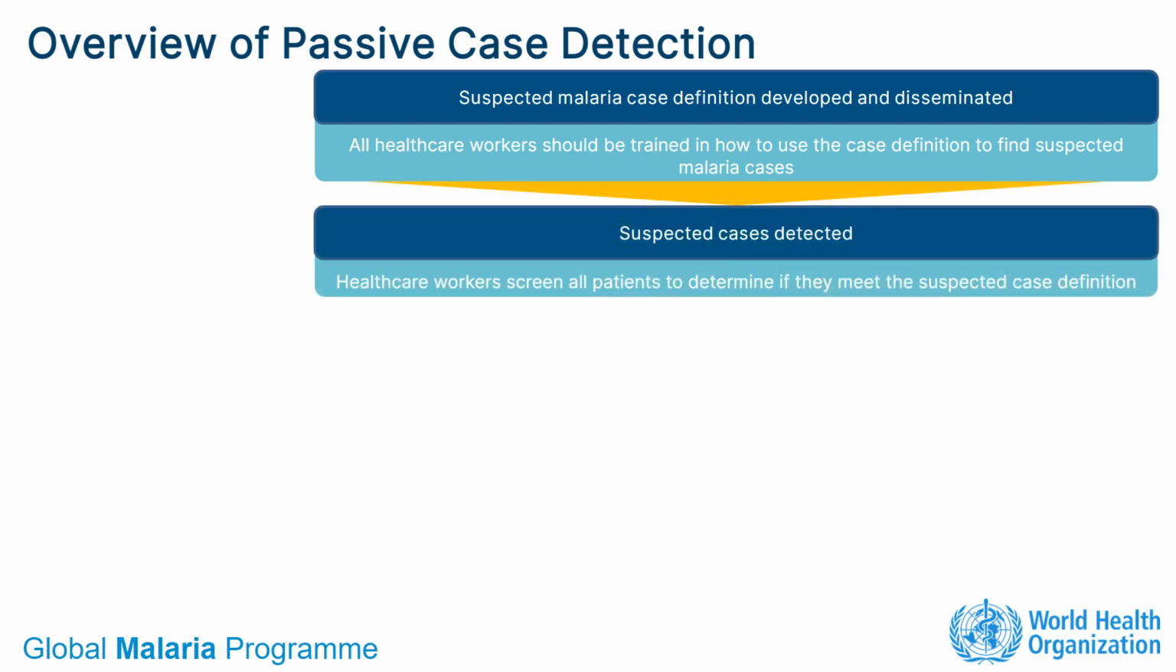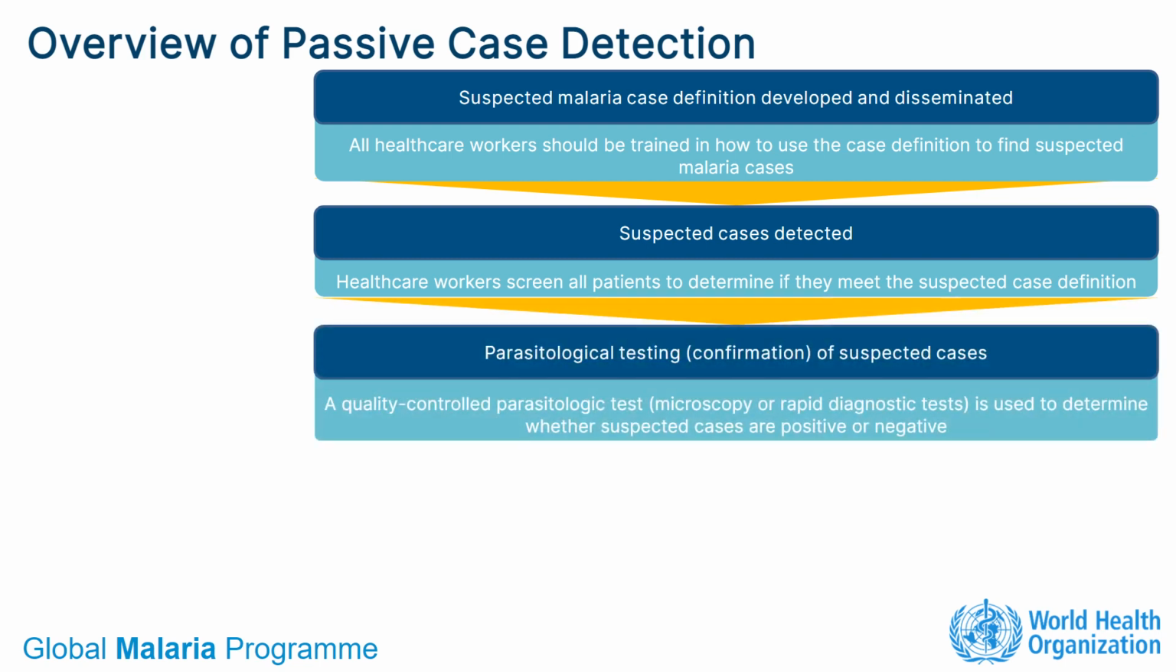When patients visit a health facility, a healthcare worker will screen them to determine whether they meet the suspected case definition. Screening happens when the healthcare worker asks the patient questions about their symptoms and maybe about other characteristics. All patients who meet the suspected case definition are then tested, and all positive cases are treated.